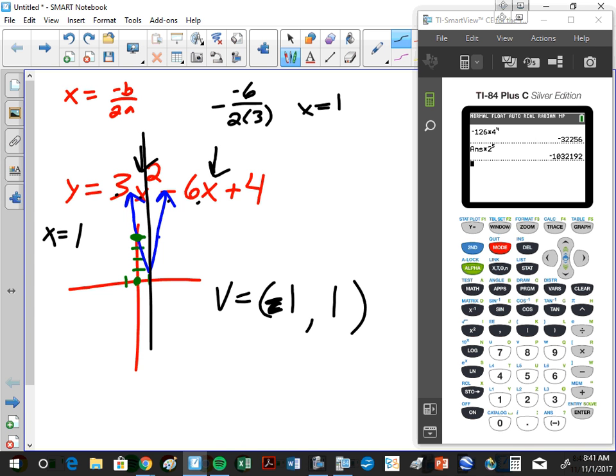Does this have a maximum or a minimum? It has a minimum, so the minimum is y equals 1. And then what is the domain of this function? All real numbers. What is the range? From 1 to infinity.